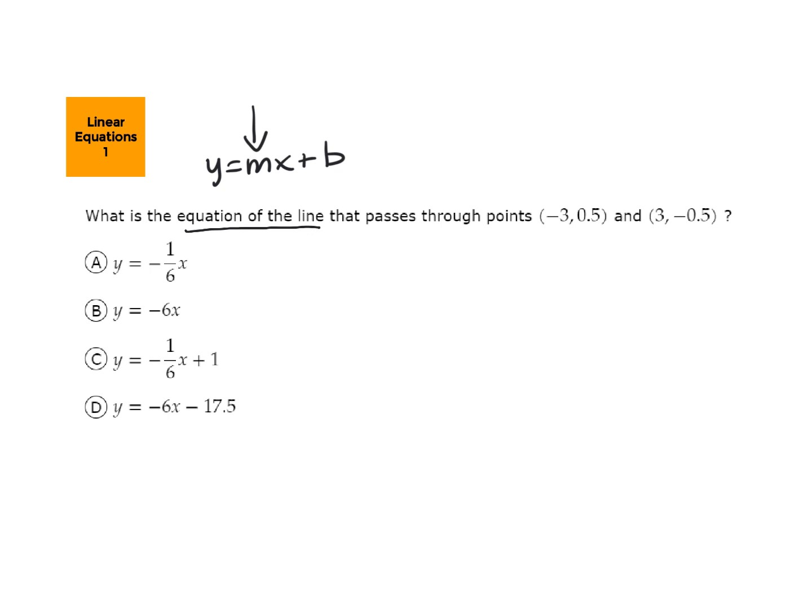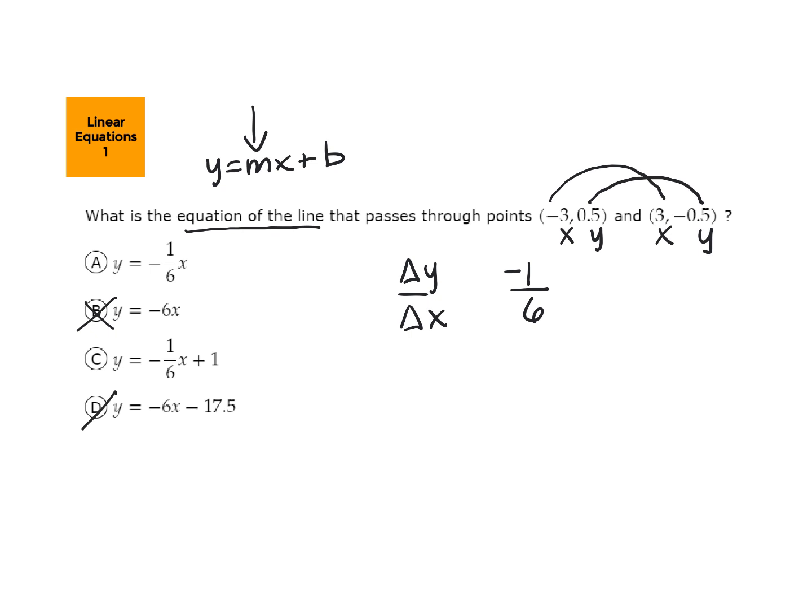So slope is your change in y over your change in x. Remember, this is x, this is y. So y goes from 0.5 to -0.5. So that's a change of 1, so -1 from positive to negative. And then the x goes from -3 to +3, so that's a change of 6. So I can tell right now that my slope is -1/6. So I can cross those two off.